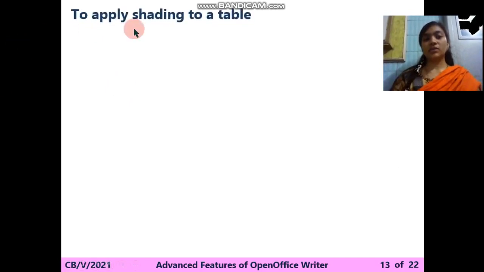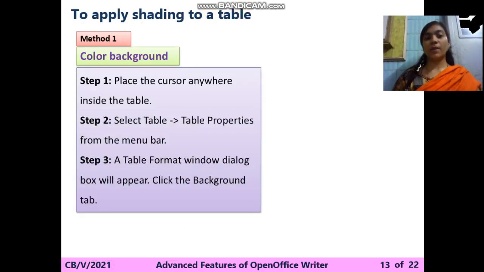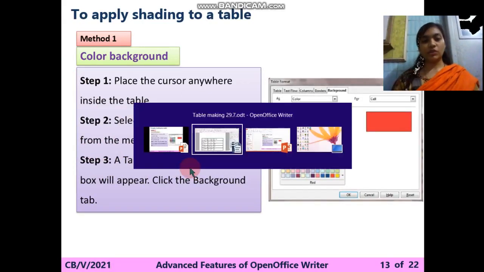Next, apply the shading to a table. There are two methods. First method, color the background. Place the cursor anywhere inside the table. Select the table and table properties from the menu bar, and a table format dialog box will appear, and click the background tab. So I will show you that.